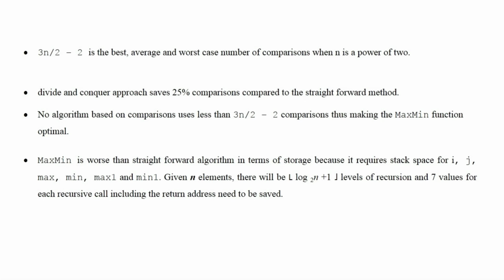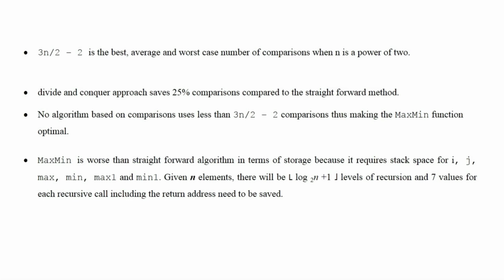So the best, average and worst case number of comparisons when n is a power of 2 is the same value, that is 3n/2 - 2. So the divide and conquer approach is giving you an optimal solution for finding the max and min. It is using 25% fewer comparisons when compared to the straightforward method.